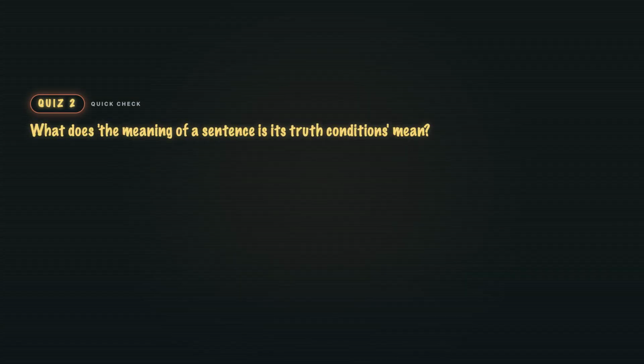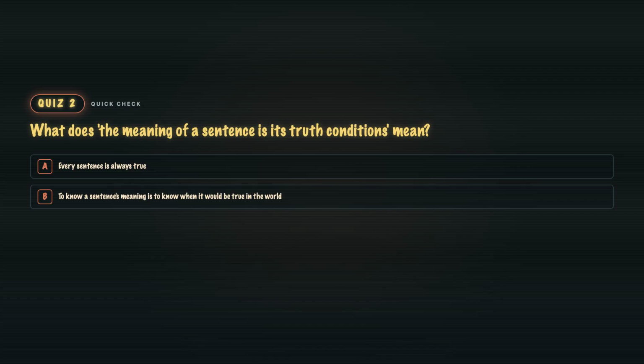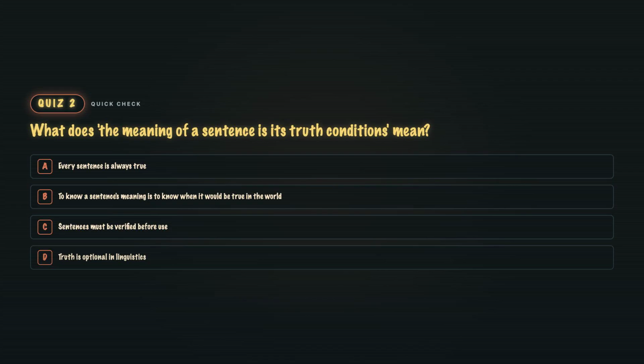Quiz 2. What does meaning is truth conditions mean? A. Every sentence is always true. B. To know a sentence's meaning is to know when it would be true in the world. C. Sentences must be verified before use. Or D. Truth is optional in linguistics.